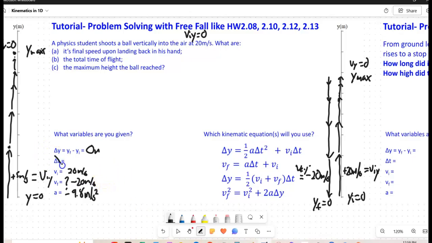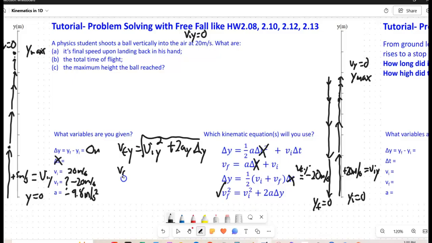So let's prove the final velocity. Okay, we don't have delta t, and we need to find v final. So we don't have time, so this doesn't work, this doesn't work, and this doesn't work. Well, we have to use this one: v final y squared equals v initial y squared plus 2a delta y. And we're going to have to square root both sides. So this is just going to be this, but square rooted. So the final velocity, now that we're square rooting it, is turning into a speed.